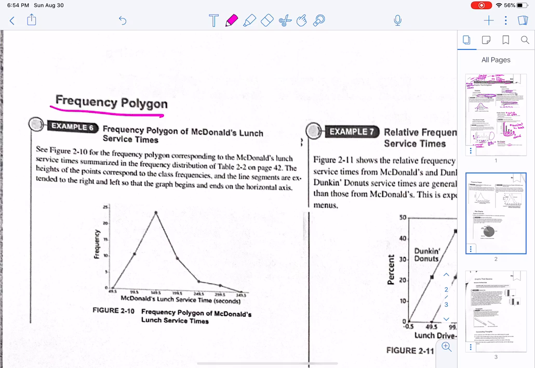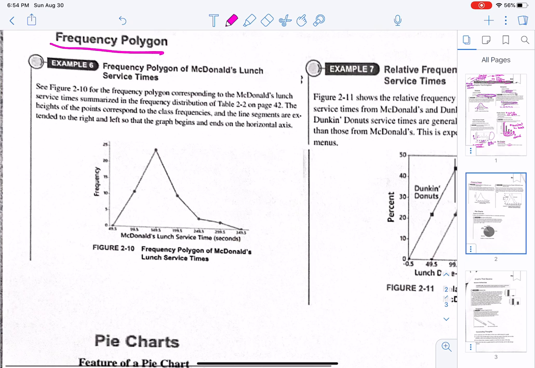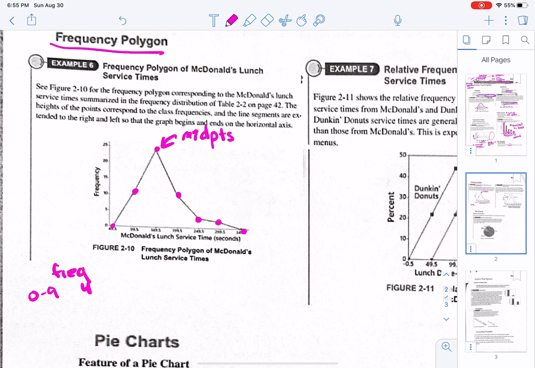So a frequency polygon is kind of like a histogram, except what they've done here is each one of these points is the midpoint of that category. So these are all the midpoints, okay? And then the frequencies of those. So like on our frequency chart, when we had 0 to 9, and I think I put 4 here, from 10 to 19, what did I say, 8, and then 12, okay? This was 20 to 29.